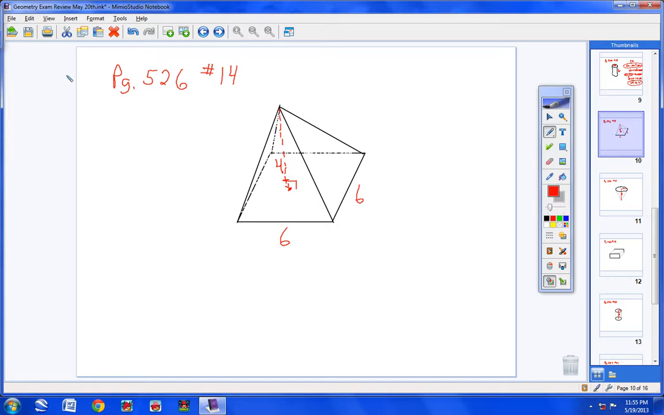All right. Find the surface area is what the directions say. So what we're doing here is we're finding the surface area of a pyramid. All right. Surface area of a pyramid. Now, the formula that you will want to use for this is this right here. Surface area.